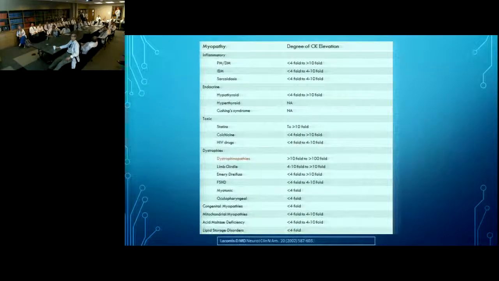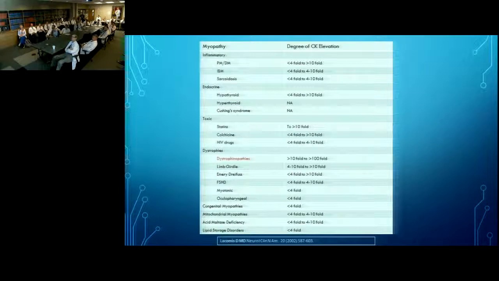So since most persistent elevations in CK levels are associated with myopathies, several investigators looked into whether there's a correlation between the degree of the elevation and a specific form of myopathy. And this study is from Dr. Lacomas from University of Pittsburgh. So what he tried to identify is whether this will help lead us to a specific diagnosis.